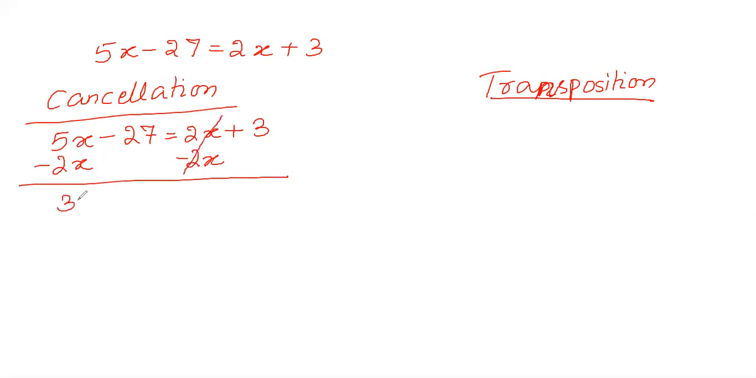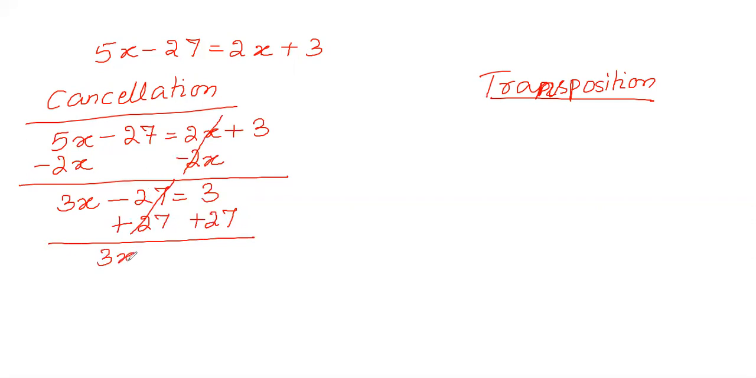So you get 3x. 5x minus 2x is 3x, minus 27 is equal to 3. Now again, on the left, you have negative 27. That is 27 is subtracted from 3x. So you add 27 on both sides. So you cancel the 27 on the left. So you get 3x is equal to 30.